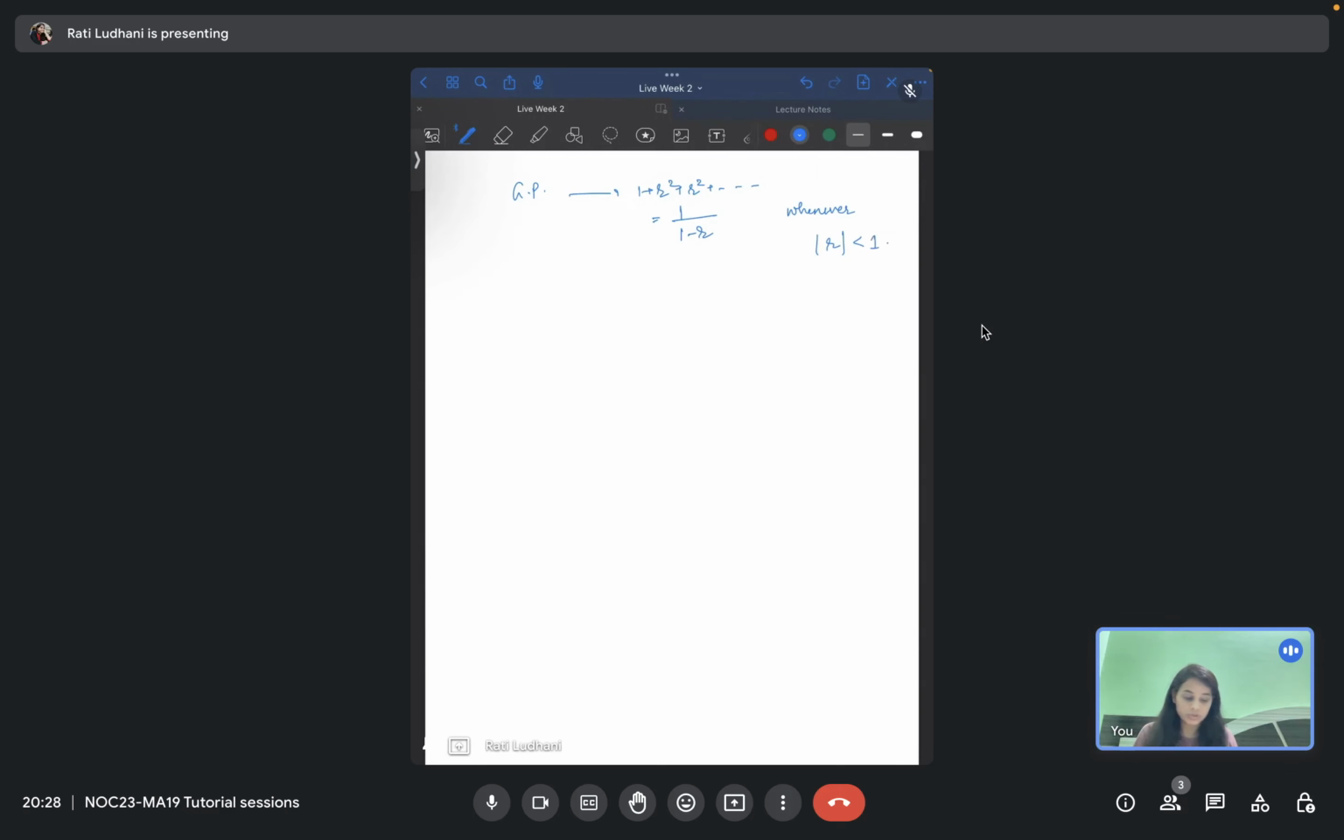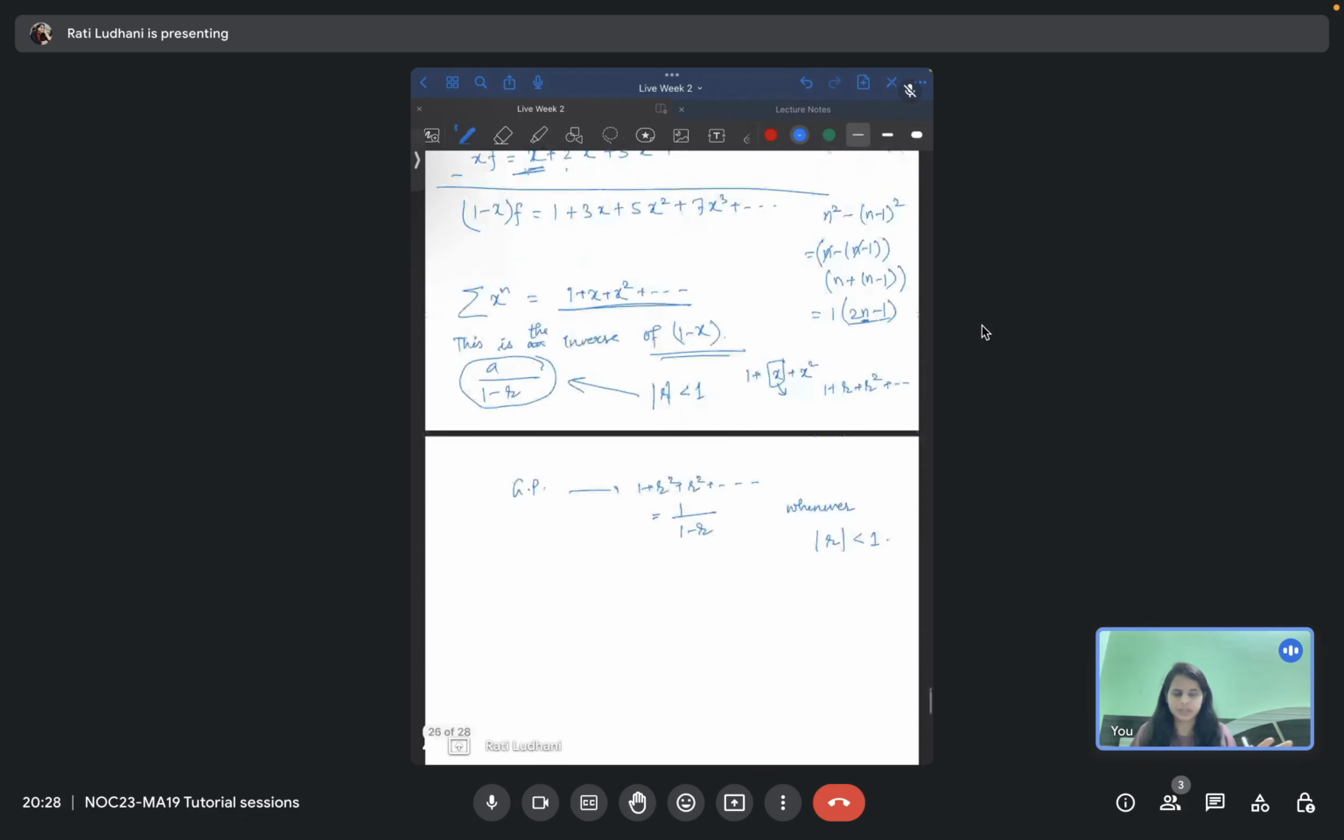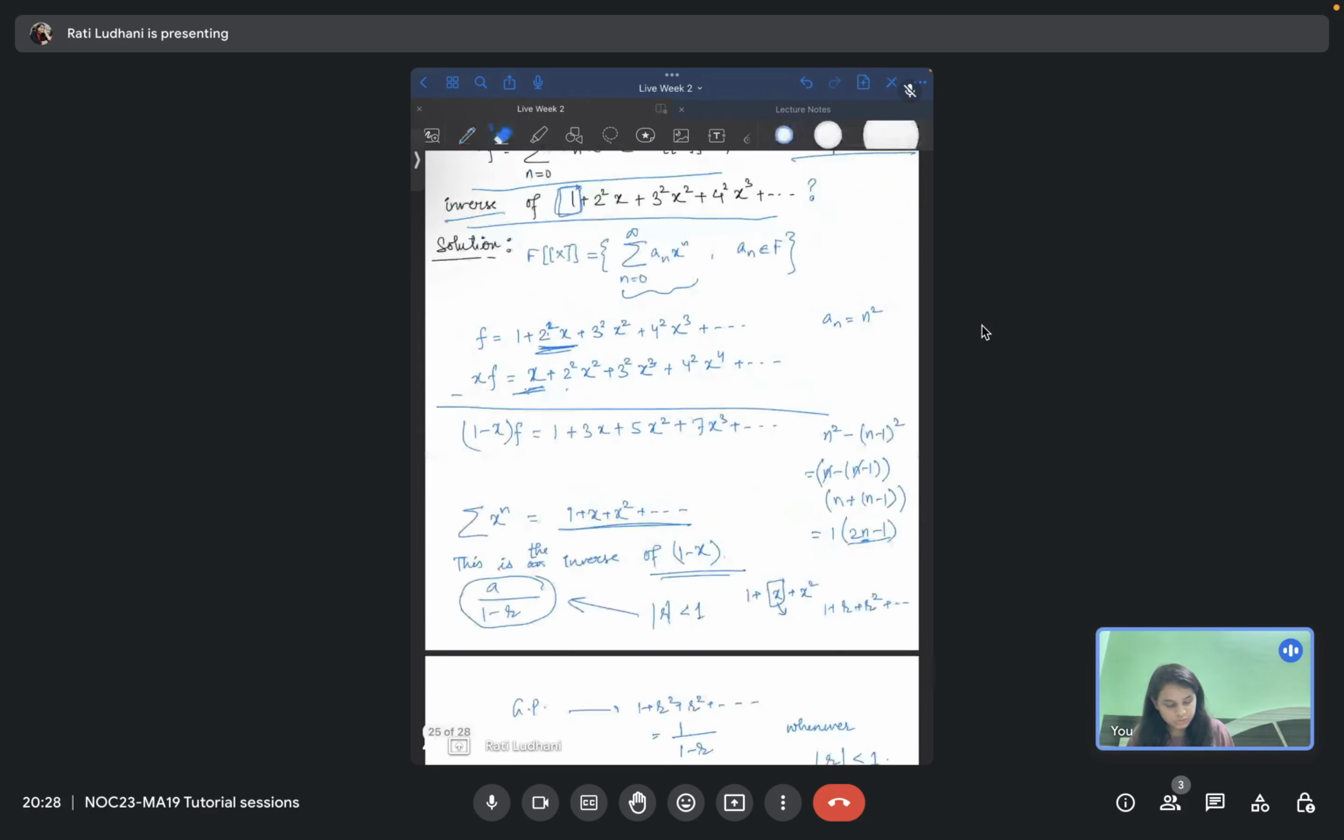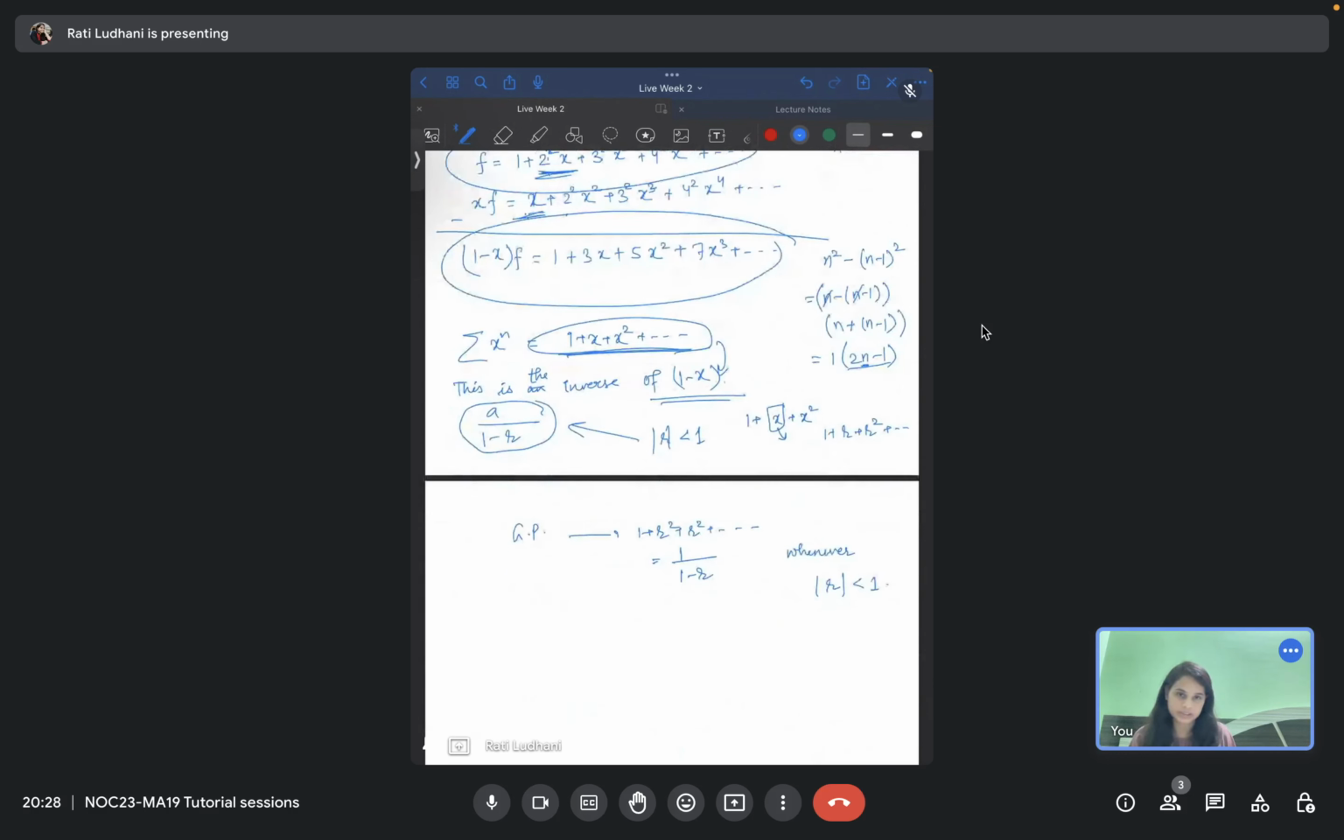But here there is no condition on x, it is just a variable. So that's why I'm saying this is a formal sum. We are not saying this should converge. Okay, so what I'm trying to do is get this kind of element in terms of 1 plus x square kind of thing, because I know the inverse of this element is 1 minus x.